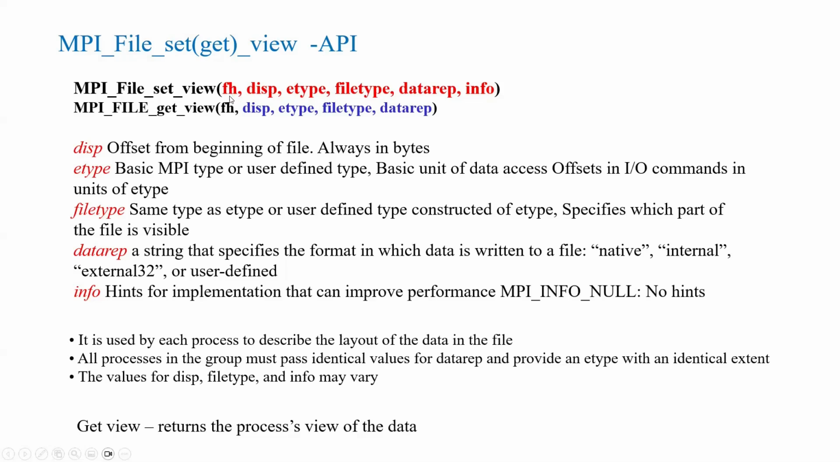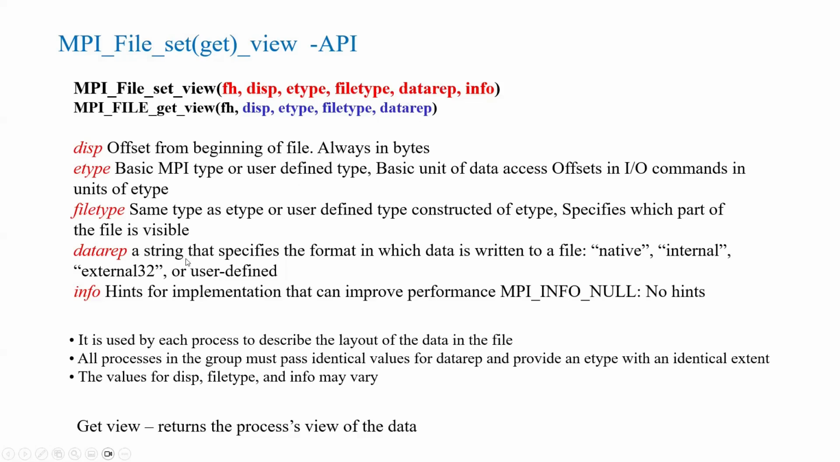So we start with the file handle, and then the displacement is the offset from the beginning of the file, right? Here we always start with it in bytes, and then the E type. Its type is basically an MPI type, either one you defined, otherwise we call it E type. It's a unit of E type. And then there's the file type we talked about just now. It's a type, E type, or user defined. You can use a user-defined one. We'll cover that later. So it's basically which part of the file is visible to your process.